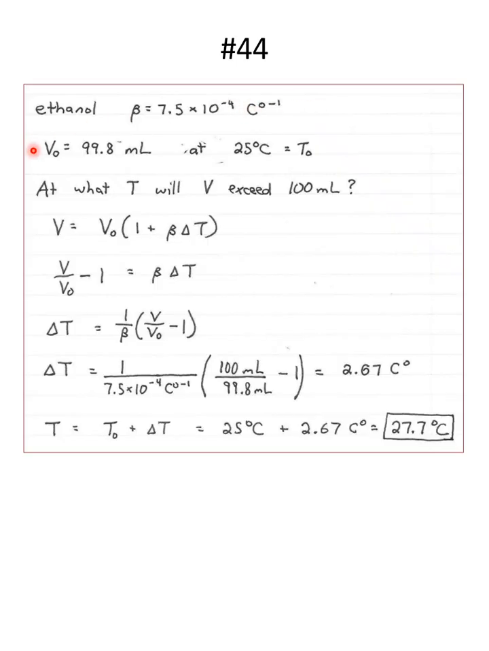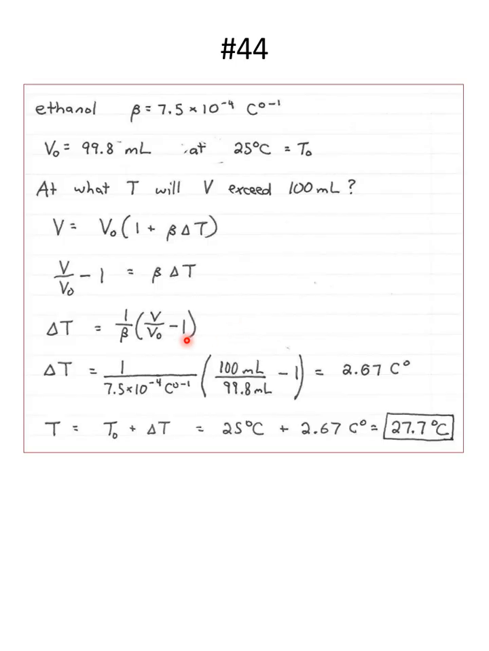Original volume is 99.8 milliliters at a temperature of 25 degrees Celsius. So at what temperature will V exceed 100 milliliters? Let's use this equation right here. Volume equals original volume times 1 plus beta times delta T. And we'll solve for temperature. So I go through the algebra. In this step, I've divided by V0, then subtracted 1, leaving beta delta T. I then divide by beta, leaving delta T, and I've switched left and right hand sides.